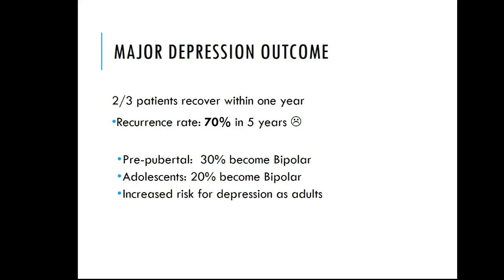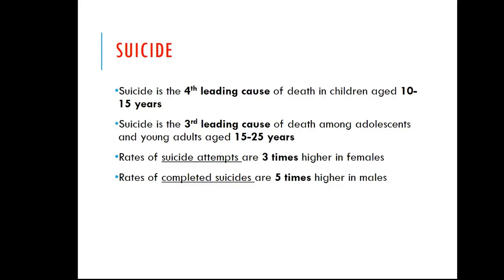Now, we also want to look at comorbidity of depression with other mental health conditions. Within prepubertal children, we see that 30% of them do become bipolar, and within adolescents that decreases to about 20%, but still very high. You do have an increased risk for depression in adulthood, especially if it occurs during childhood, and also if it remains untreated. So just like with every other mental health condition, treatment is very effective if the symptoms are recognized early, and if treatment begins early. And I'm pretty sure you're starting to see a pattern here with all mental health conditions.